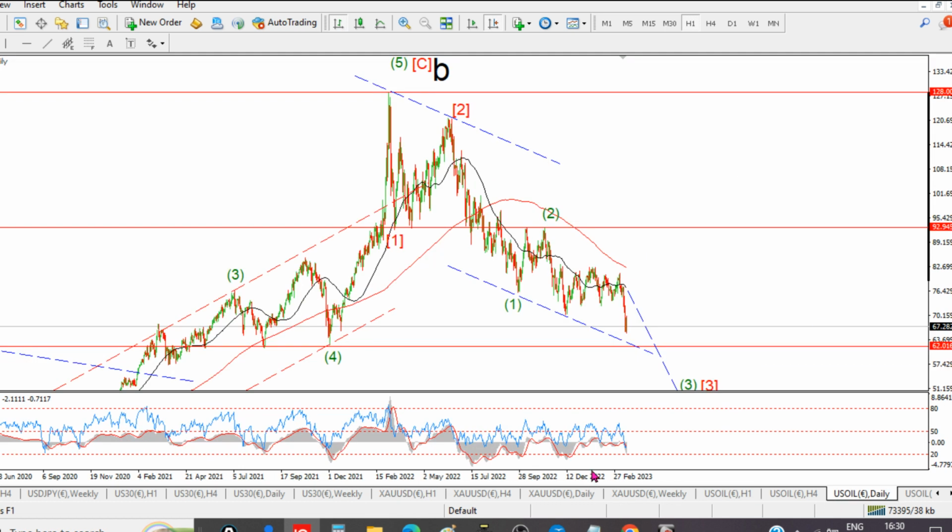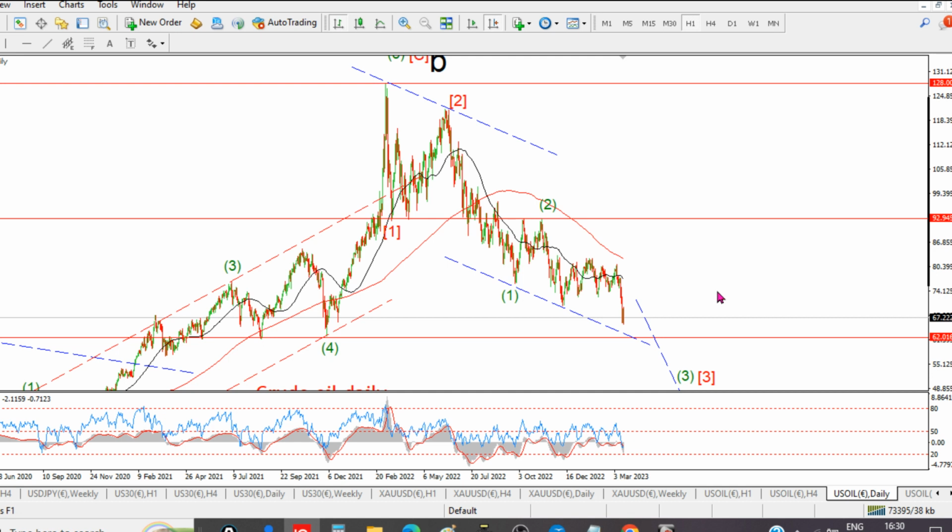Okay, here is a daily count for crude oil. This pattern has worked out quite well this week. A third wave decline within wave 3, so that'll be wave 3 of 3 decline. Wave 3 of 3 of 3 probably, and the action this week has definitely hinted at that. There's been pretty much no answer to the decline.